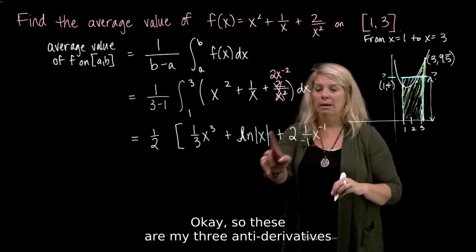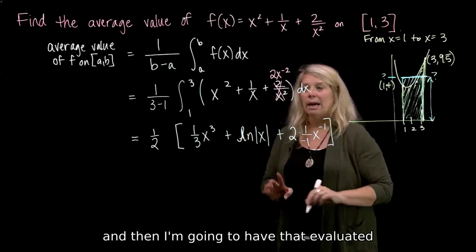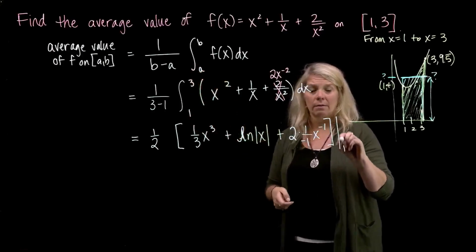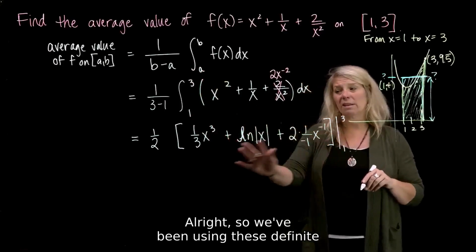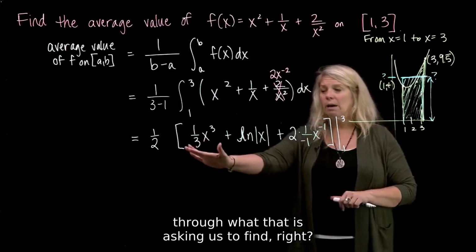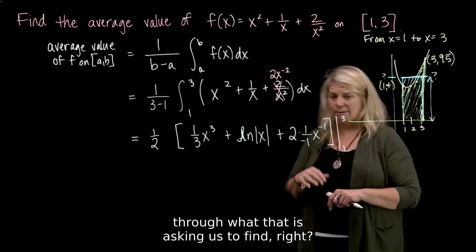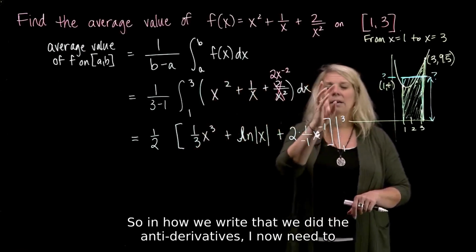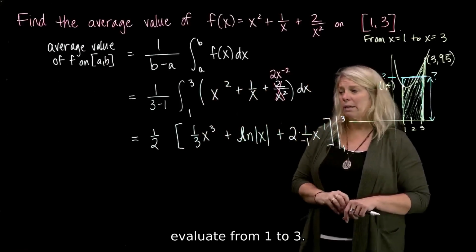Okay, so these are my 3 antiderivatives. And then I'm going to have that evaluated from 1 to 3. All right, so we've been using these definite integrals for a couple days now, just thinking through what that is asking us to find, right? And how we write that. We did the antiderivatives. I now need to evaluate from 1 to 3.